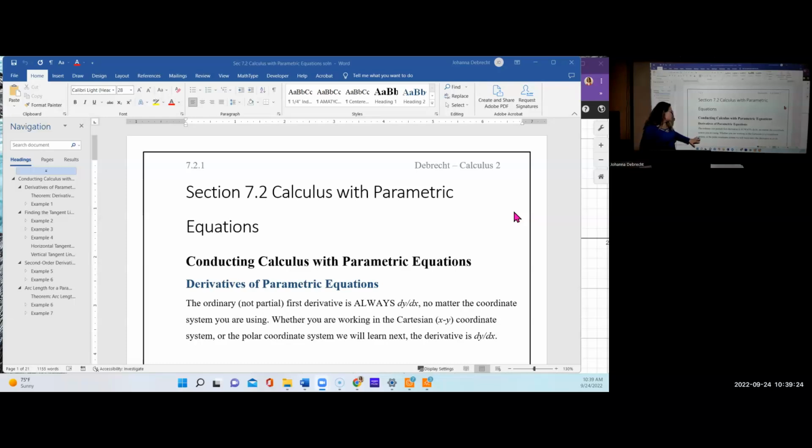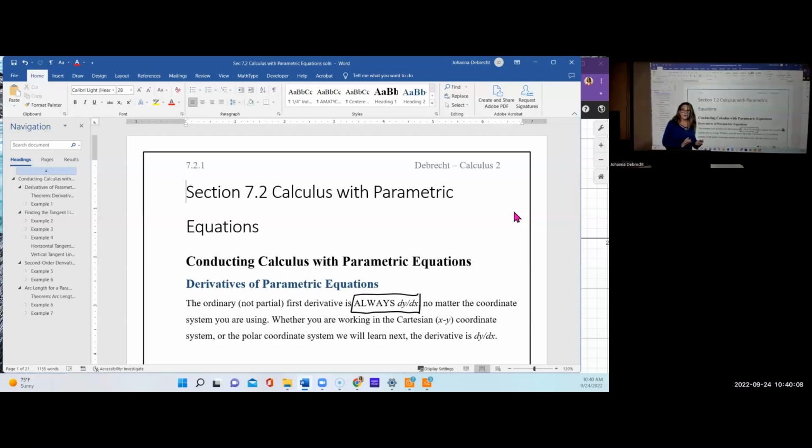When we're looking at calculus, we want to start, of course, with the derivative. So when we're looking at derivatives of parametric equations, we need to think about what the derivative really is. Remember that we're talking about the change in vertical position with respect to the change in horizontal position. In other words, I don't care what coordinate system you're using, the derivative is always, and I don't get to say always very often, always dy dx. So you need to remember that the derivative is always going to be dy dx, no matter what coordinate system you're using.